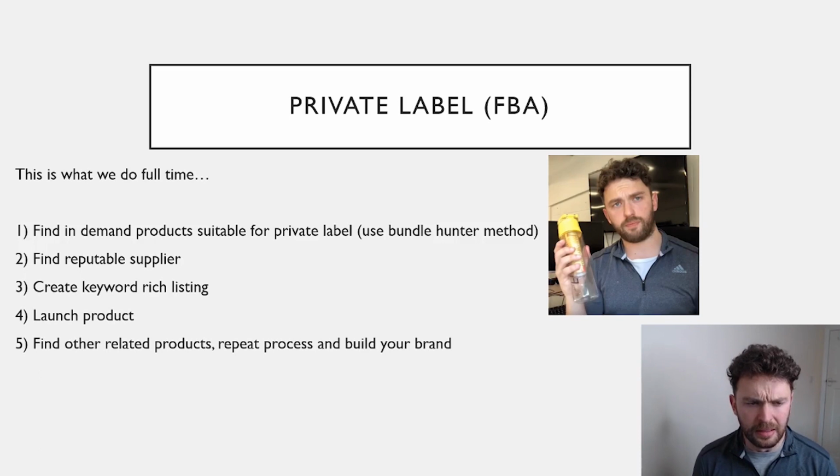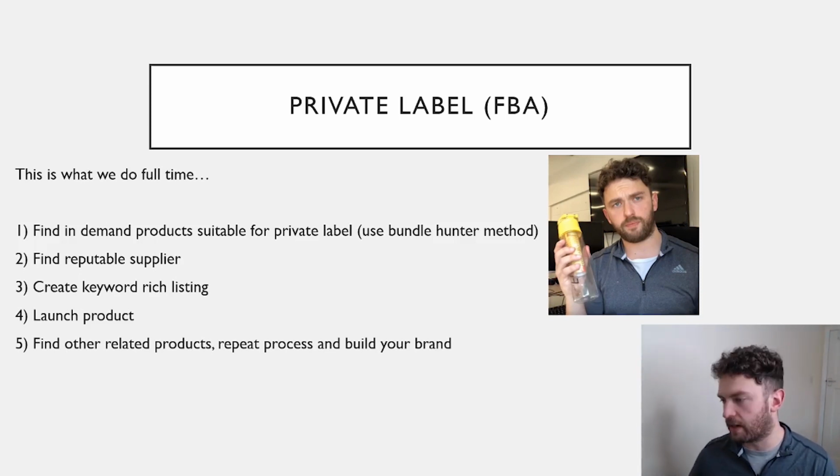So the last step, but it's almost ongoing, is finding other related products. If you're doing private label, the chances are you want to build a brand. So find other related products that complement the other products you're selling and build your brand. Repeat the process I've outlined above and build out your business.